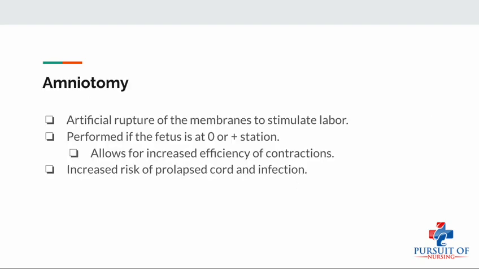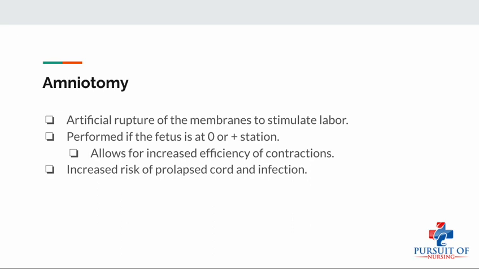All right, an amniotomy is artificial rupture of the membranes to stimulate labor. So this is performed if the fetus is at station 0 or a positive station below the ischial spine. It allows for increased efficiency of contractions. However, with an amniotomy, there is an increased risk of prolapsed cord and infection.